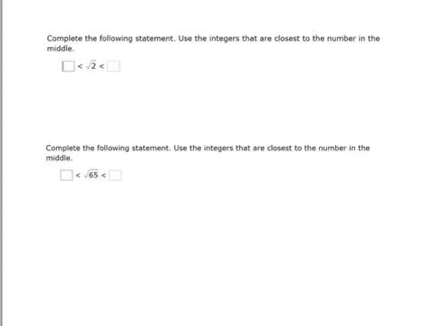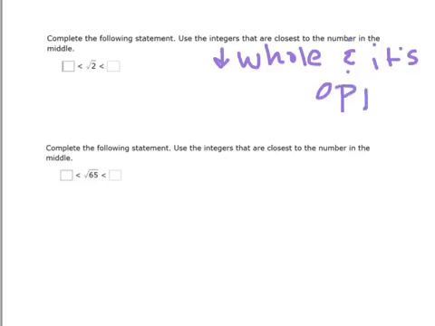Okay, so this next type of problem we're going to do, it says complete the following statement. Use the integers that are closest to the number in the middle. Now an integer is going to be a whole number, and its opposite, which are the negatives. So we cannot have decimals as integers.